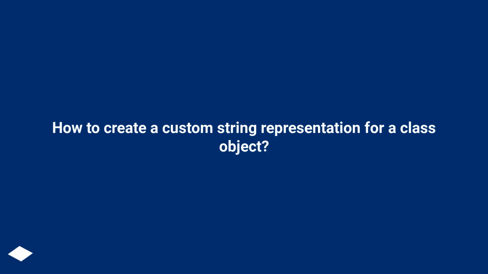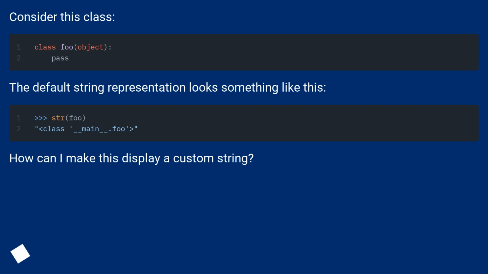How to create a custom string representation for a class object. Consider this class. The default string representation looks something like this. How can I make this display a custom string?